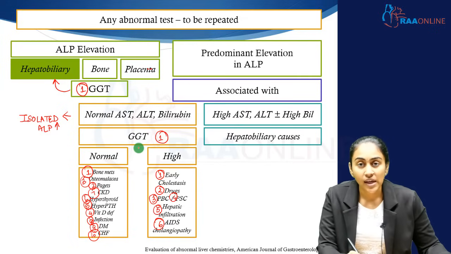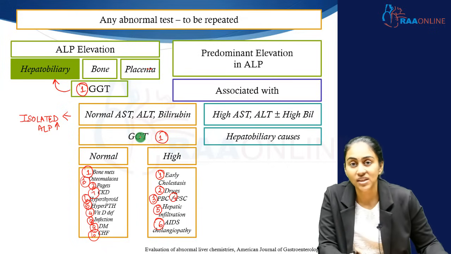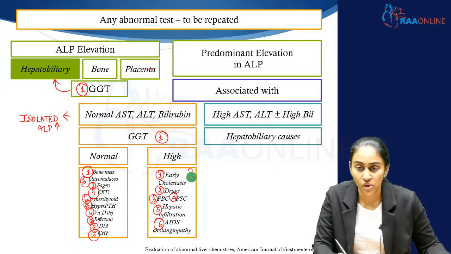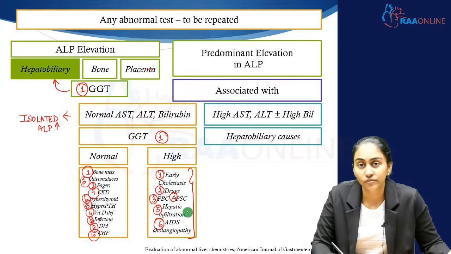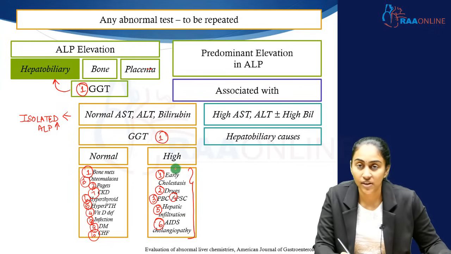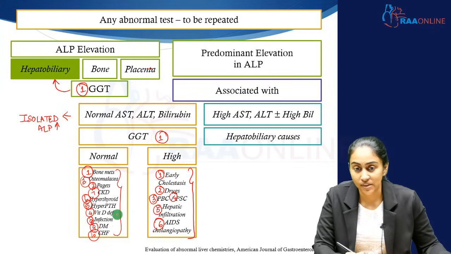Suppose all the other liver function tests are normal, then you need to do GGT and just rely on it. If your GGT is high, you're looking at a hepatobiliary cause. So, you're going to need to follow this up with imaging, and you need to rule out drugs, because early cholestasis, hepatic infiltration and drugs are important causes of isolated elevation in alkaline phosphatase. If your GGT is normal, then it could be anything from a bone mets to hyperthyroidism to diabetes mellitus to CKD.